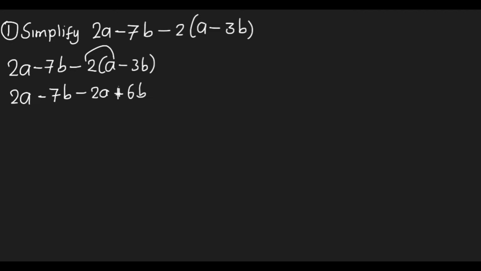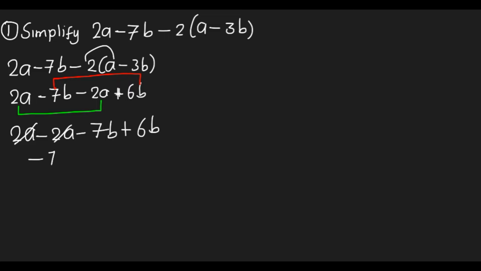So after we are done removing the brackets, we can look at the like terms. From this stage, we can see that these two are like terms, and also these two are like terms. So we can now group them together. The first one, we have 2a minus 2a. Then 7b plus 6b. Then we know that 2a minus 2a is 0, so we can just cancel this, leaving us with negative 7b plus 6b.